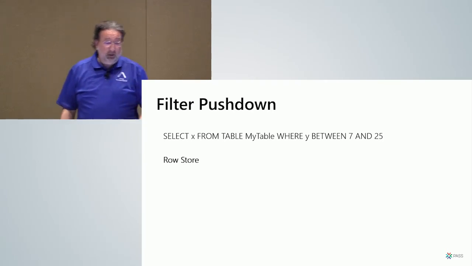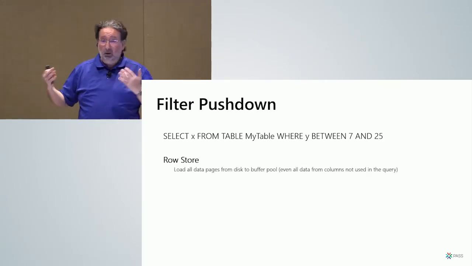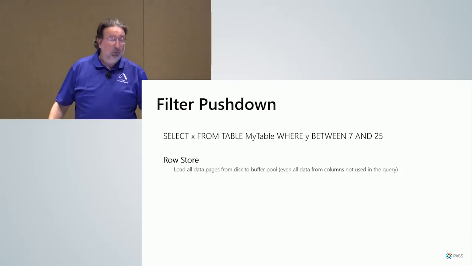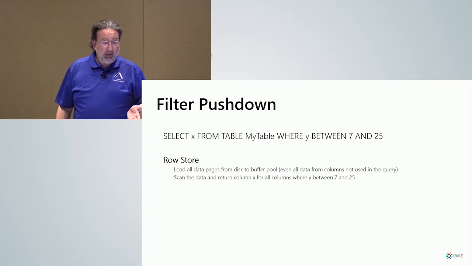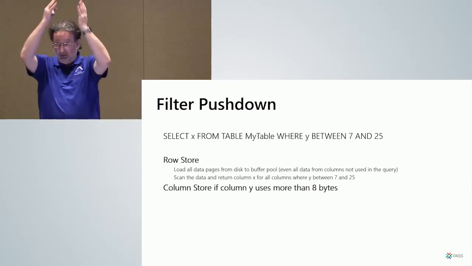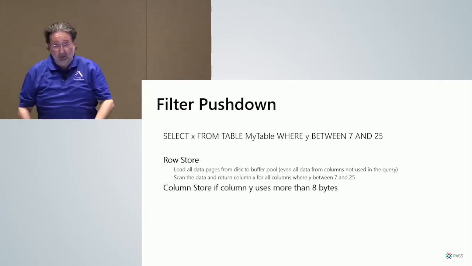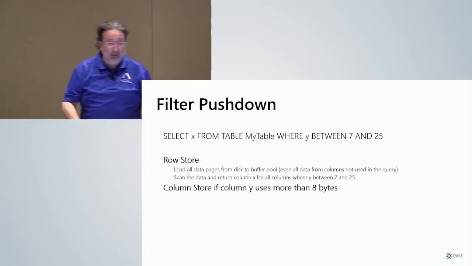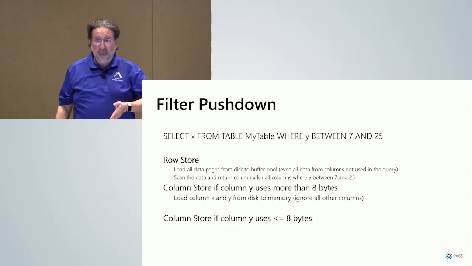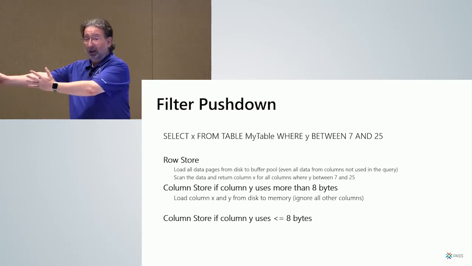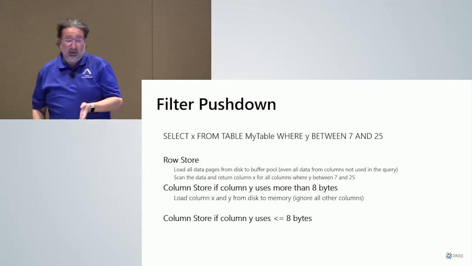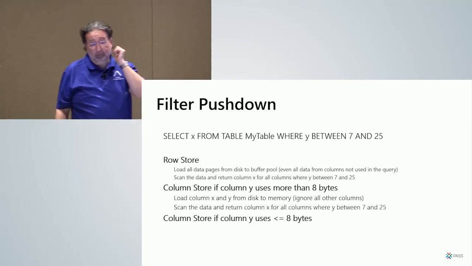So in a row store, it would pull in every row, every column, even the ones we don't deal with, then apply the filter, and then work with the data. In Columnstore, if it uses more than 8 bytes, it just pulls in the one column, but all the values, then applies the filter and moves on. In Columnstore, with less or equal 8 bytes, it tells the storage engine, give me all the values that match, and just that number comes back. That's a huge optimization.